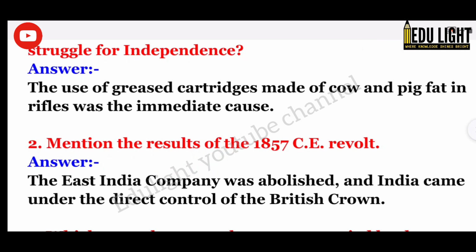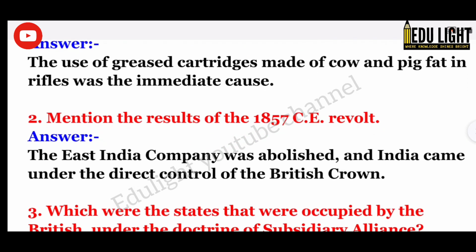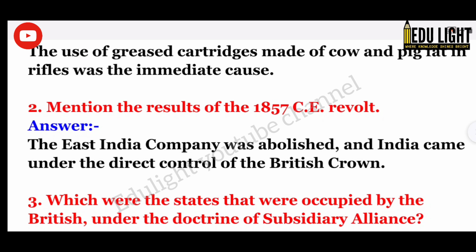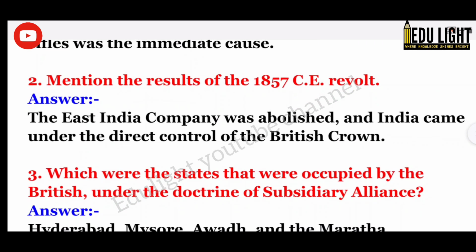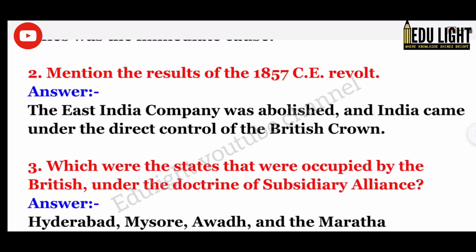3. Which were the states that were occupied by the British under the doctrine of subsidiary alliance? Answer. Hyderabad, Mysore, Awadh, and the Maratha territories.